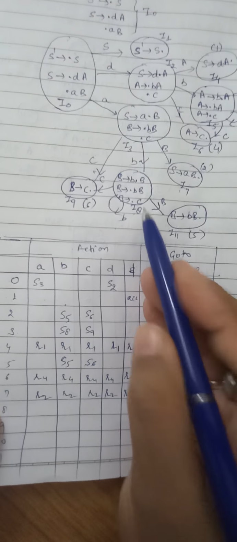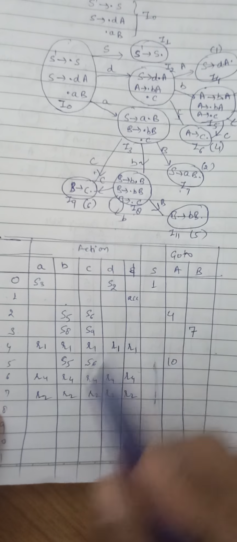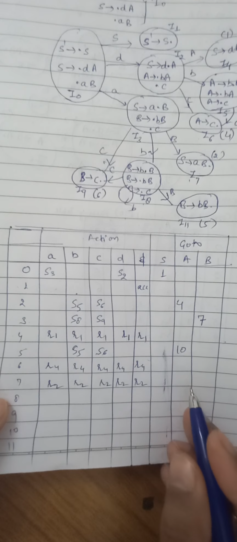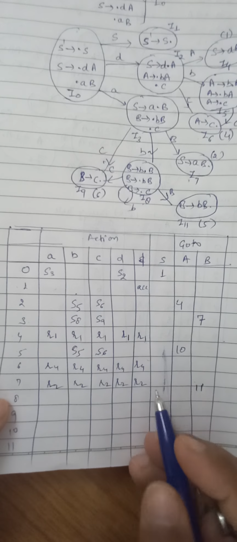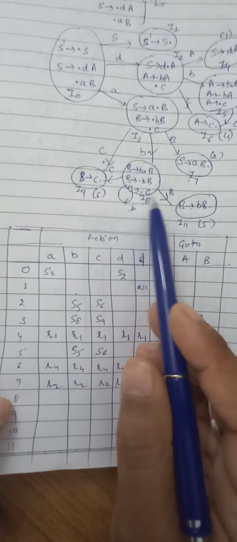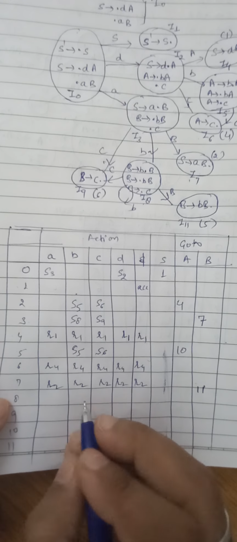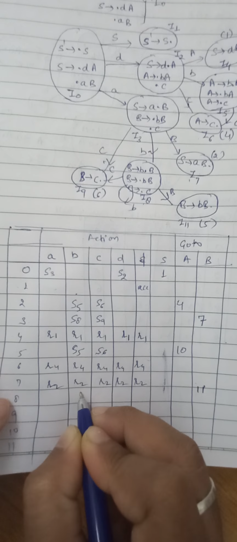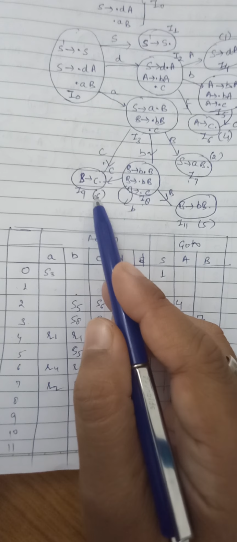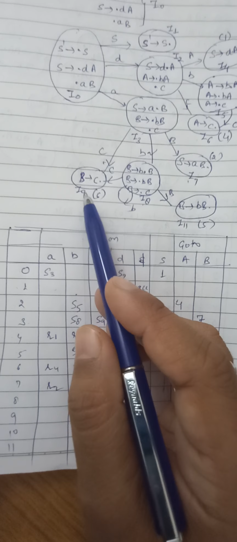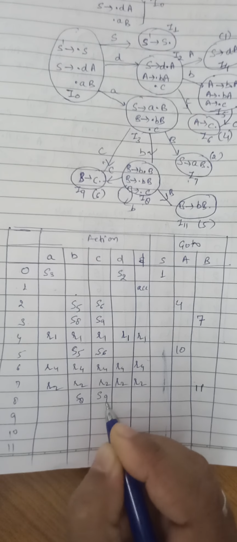And from the 8th state, for the B variable it is heading to I11, so we will write 11 under B in the GOTO part. And for the terminal B it is heading to I8, so we will write S8. And for C, I9, so we will write S9.